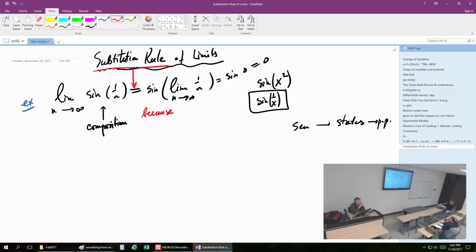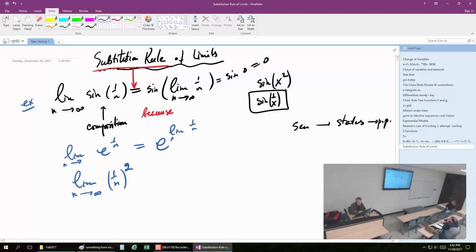Trigonometric functions? It is trigonometric, but as a trigonometric function, I could have used other functions here. I could have said limit of e to the 1 over n, or I could have limit of 1 over n squared. All of these are subject to the substitution rule, but why does it work? Once again, you see I'm applying the substitution rule again and again to different functions, the exponential function in the second example and the square function in the next one.